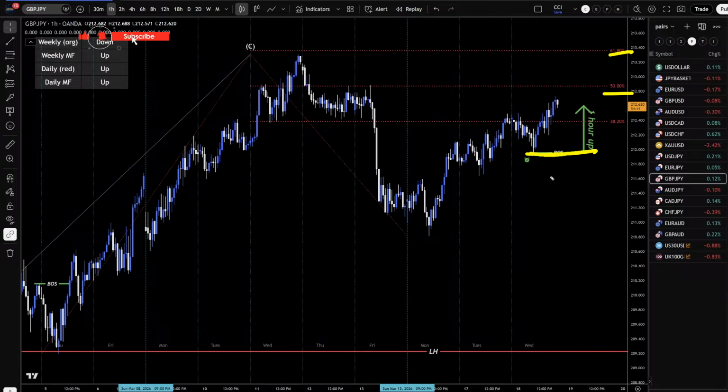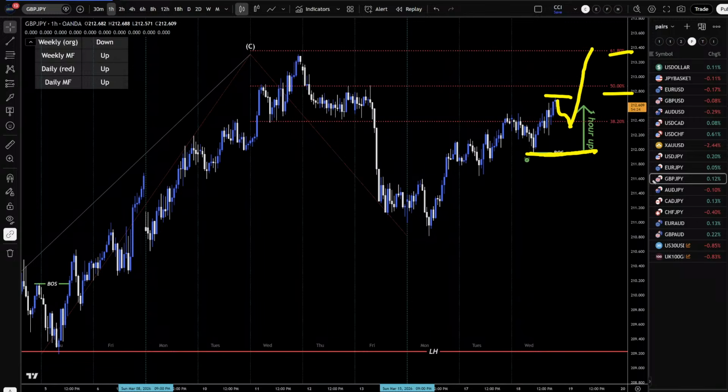So as long as it doesn't grab this low, even if it does start a move to the downside, I would just throw my Fibonacci retracement on there, and I would just look for longs after a pullback. So definitely still looking for longs in an uptrend for sure.